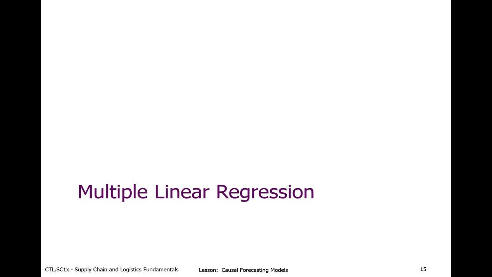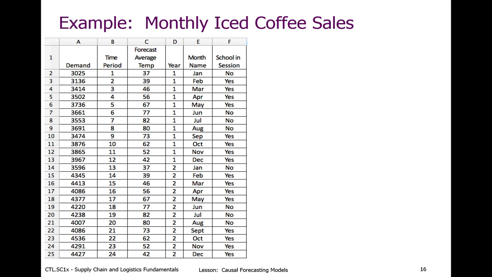Now let's extend our regressions to include multiple independent variables. We'll move from doing simple linear regression to multiple linear regression. And we'll use this data set, and this is showing monthly iced coffee sales in our coffee shop.